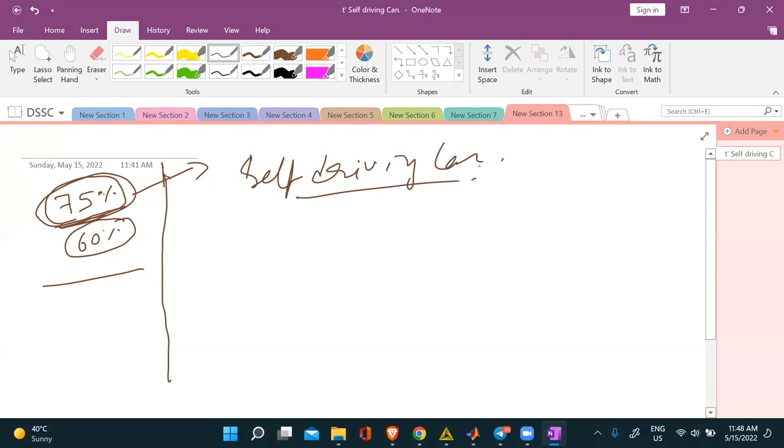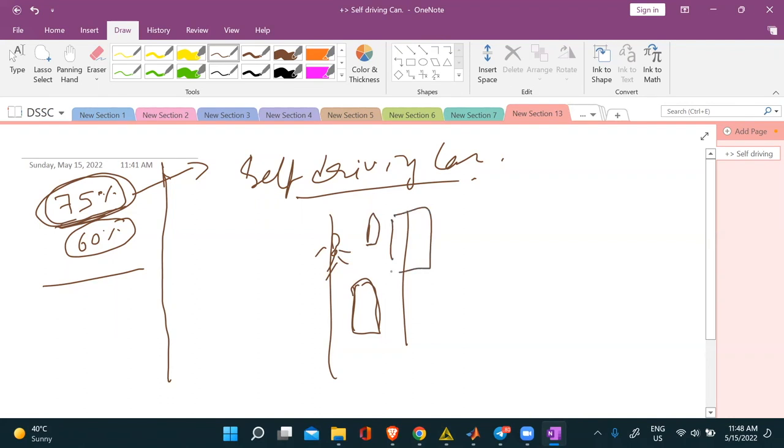Self-driving cars are again a classification problem, because the car has to classify. When the car is going on the road, it has to classify things like: this is a human, this is a car, this is a truck, this is a road, and these are the boundaries of the road, the divider. So there are several classifications. The software in this car will classify everything, so the accuracy should be higher.